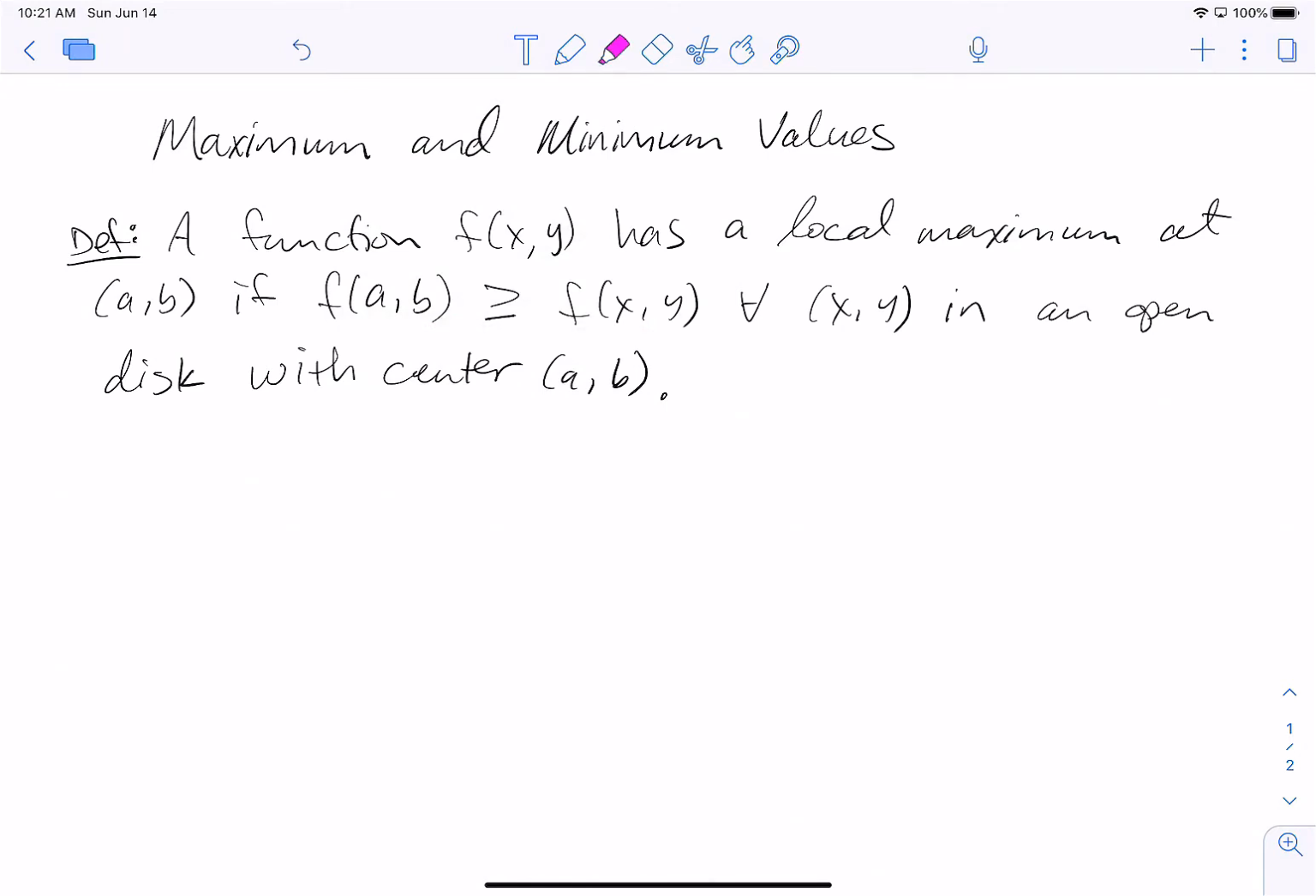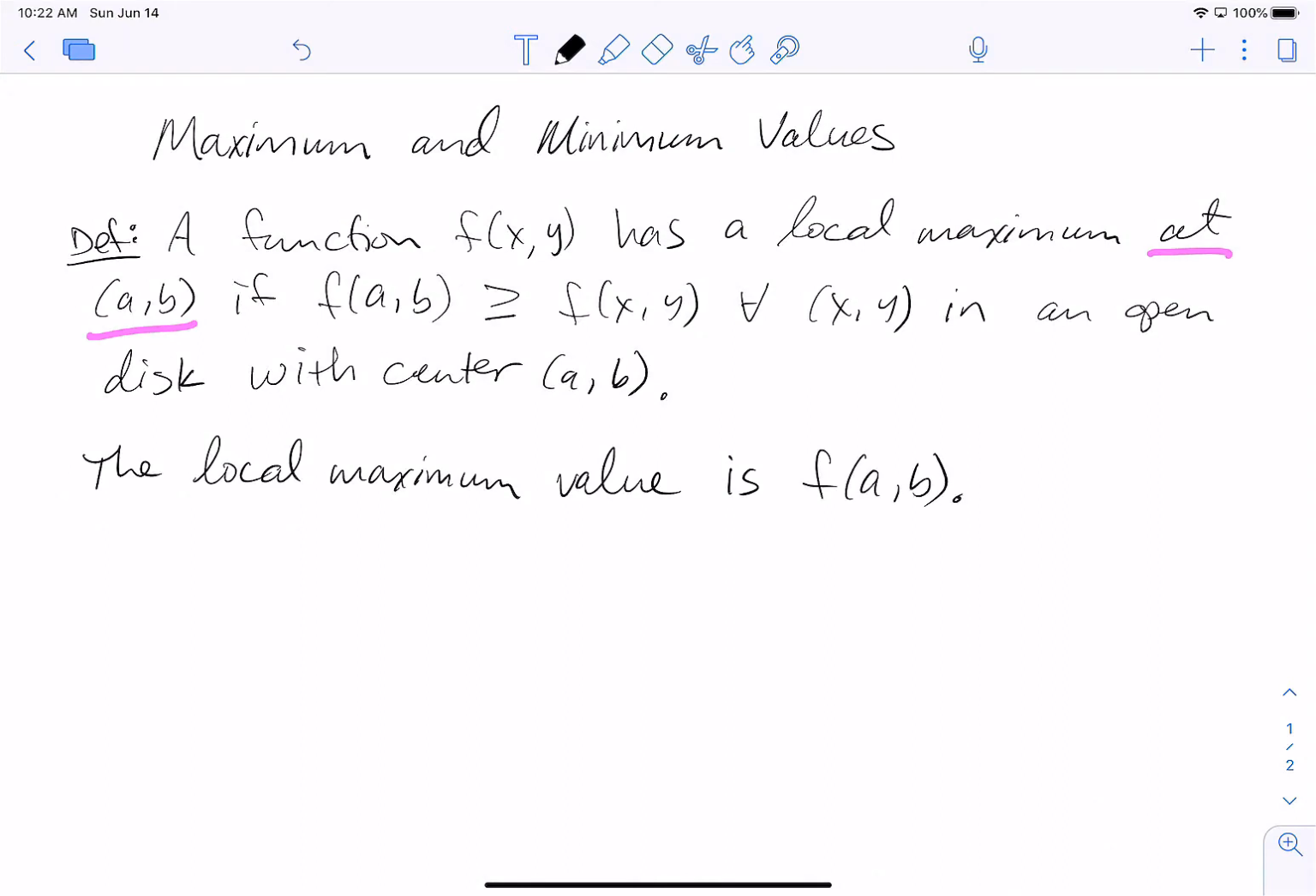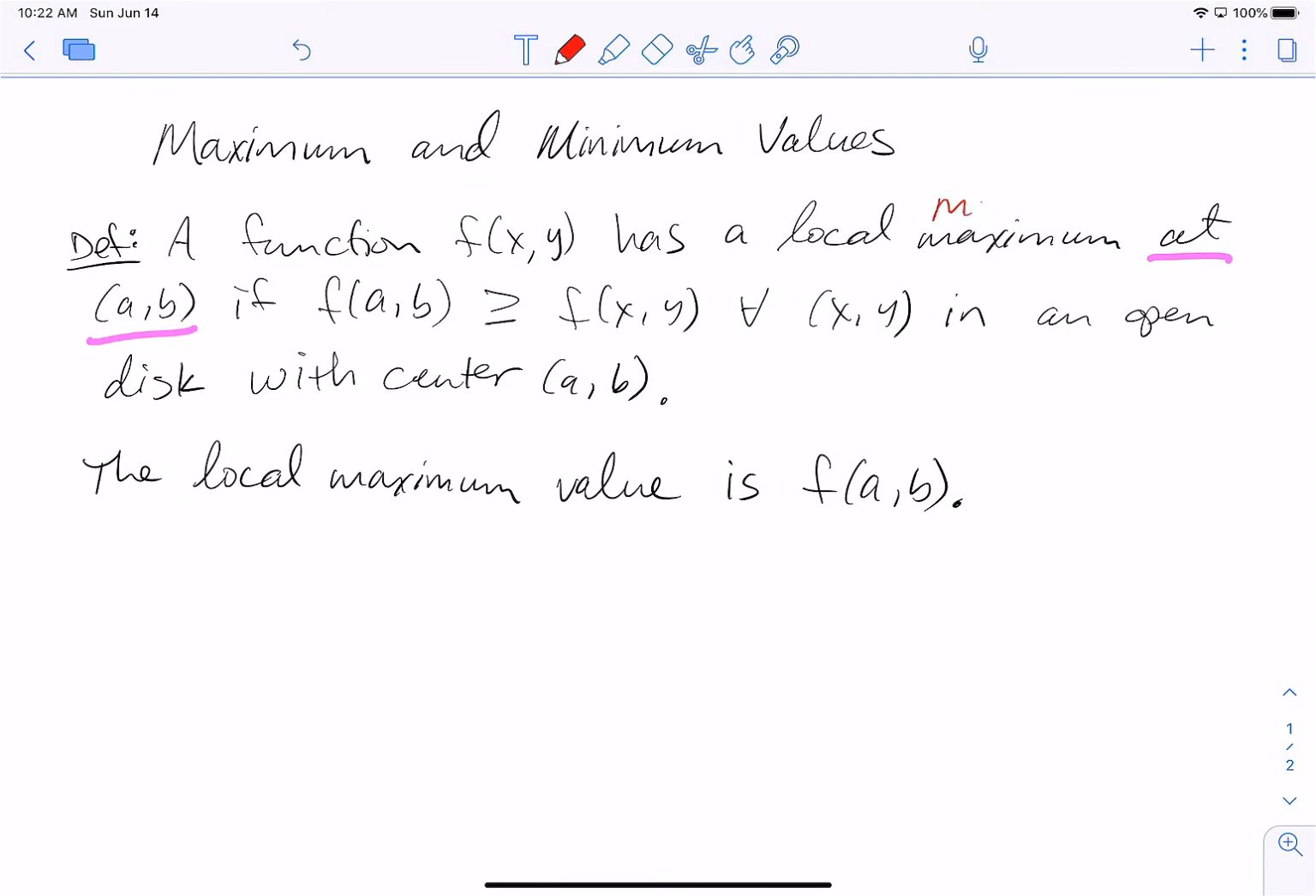Something I want to really highlight here is that the local maximum is at (a, b). That's a point in the xy plane. The actual local maximum is a value, it's a single number, and it's the output, f of (a, b). An analogous definition works for the local minimum, and it's if the output is less than or equal to all of the outputs near it.